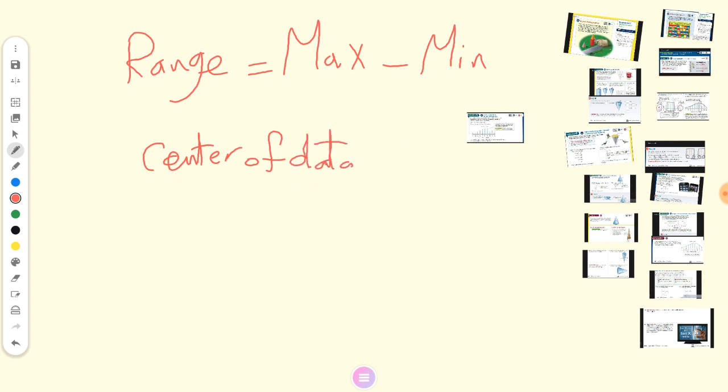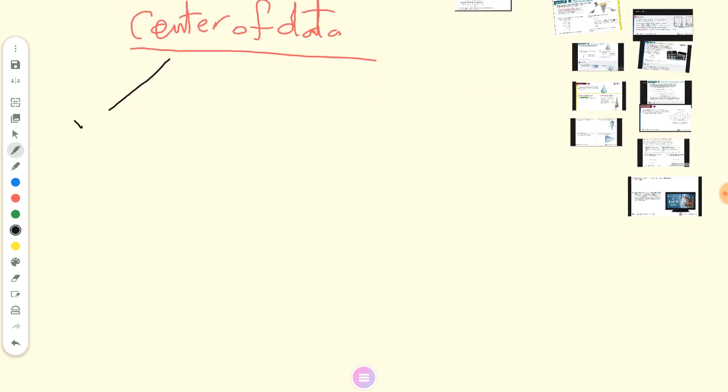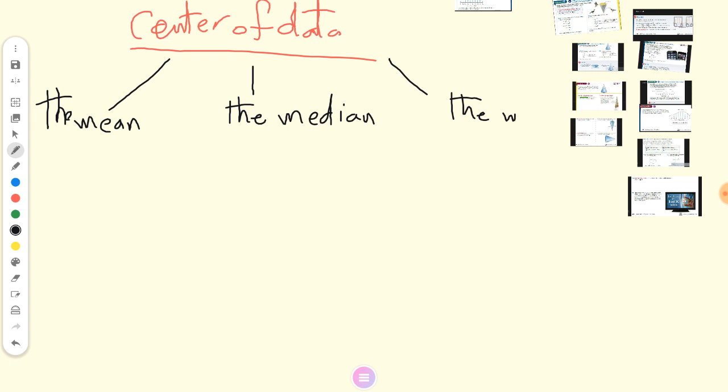The center of data can be calculated as follows: first, the mean, the median, and the mode. What is the meaning of each one? This is what we will see.